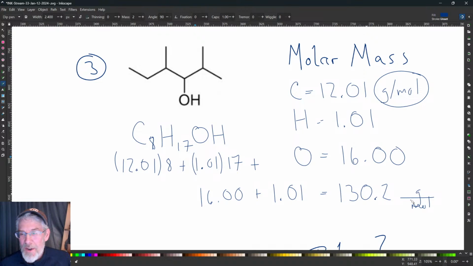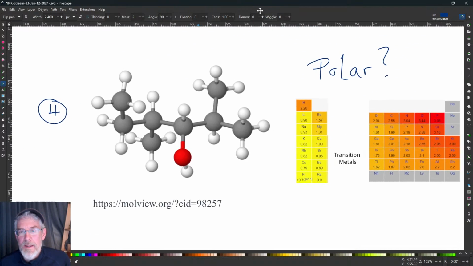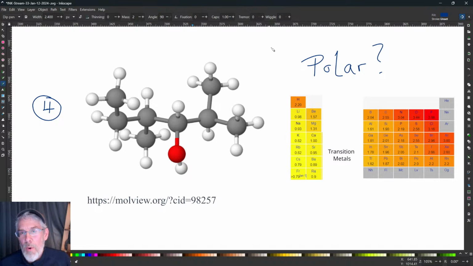Okay. So you should be close to this 130.2 number here, but that's how you do molar mass, and you end up doing that a lot in chemistry here. I like polarity. So is this a polar or non-polar molecule?